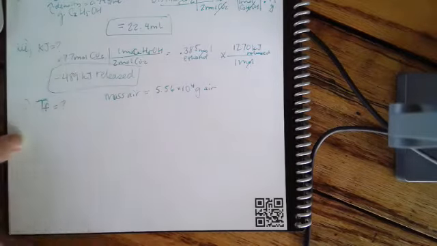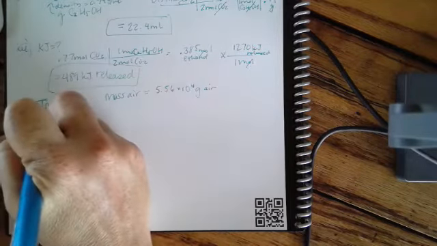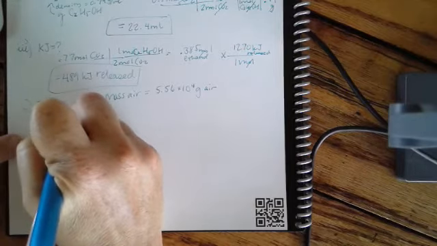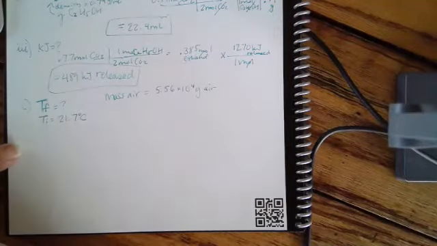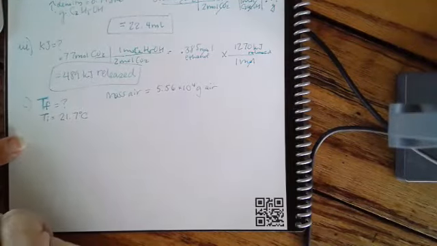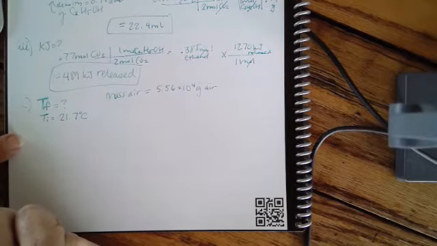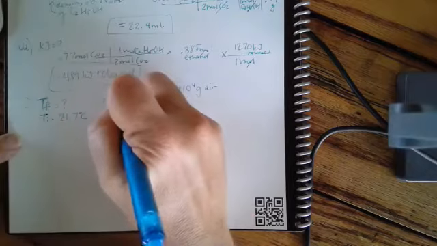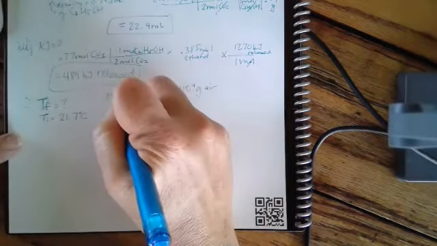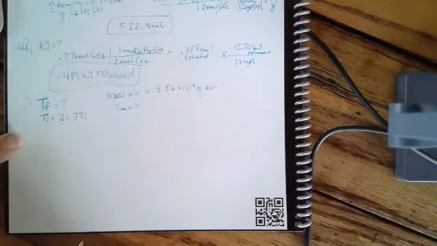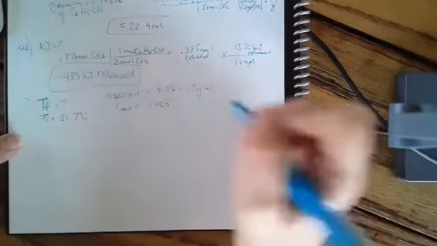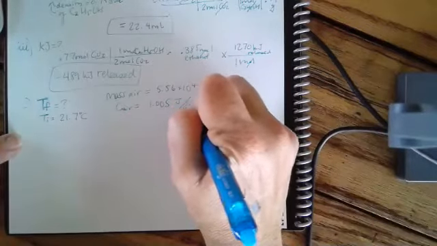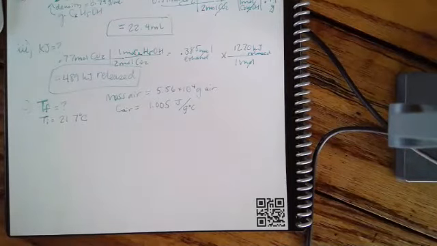Originally at 21.7 degrees, what does that tell me? That's my initial temperature. 21.7 degrees Celsius is my initial temperature. It says assume that all the heat produced by the reaction was absorbed by the air and that the specific heat of air, so my C for air, is 1.005 joules per gram degree Celsius. Okay, now we're getting somewhere.